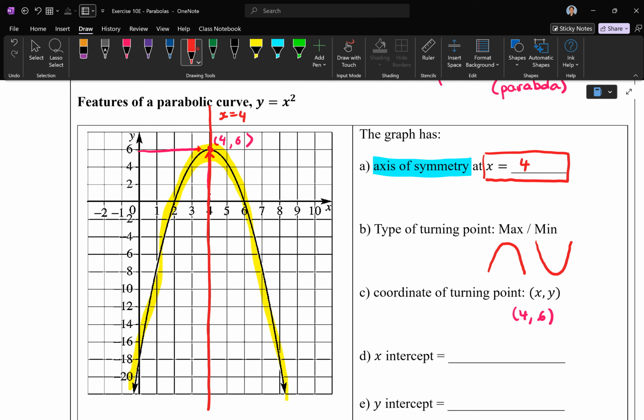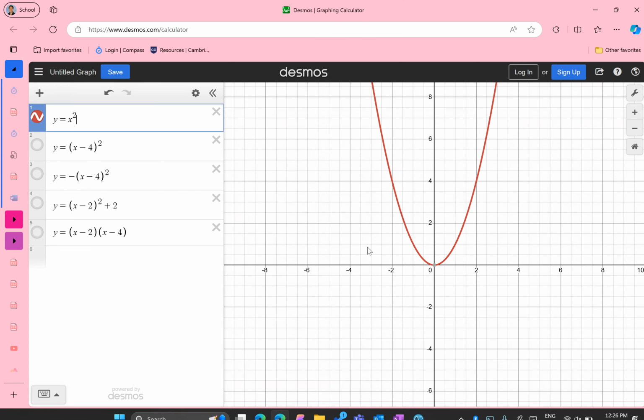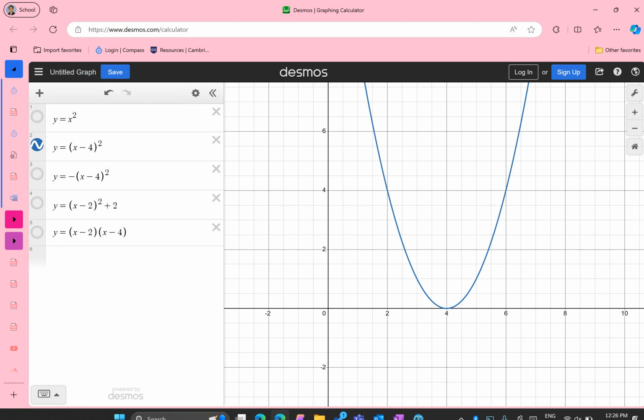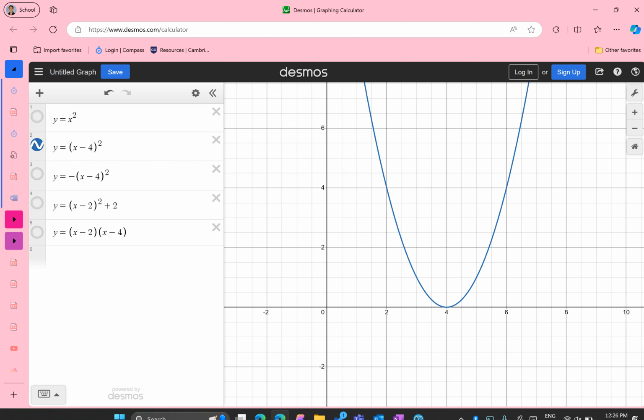Let's have a look. I'm going to show you a couple of examples on Desmos and you tell me where the axis of symmetry is. I'm going to take this graph away. Let's have a look at this one. If you had to cut this graph in half, where would you cut it for it to be symmetrical? At x equals 4. If I type in x equals 4, you can see that's my line. It cuts it literally in half.